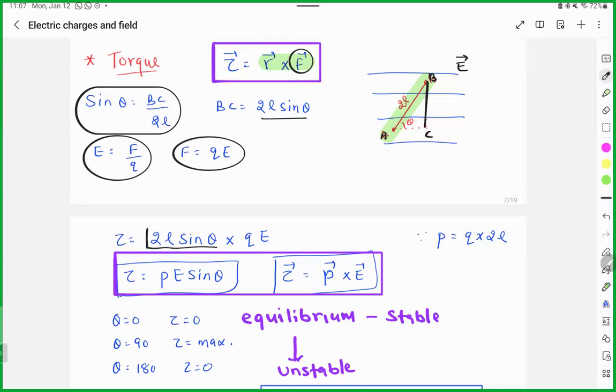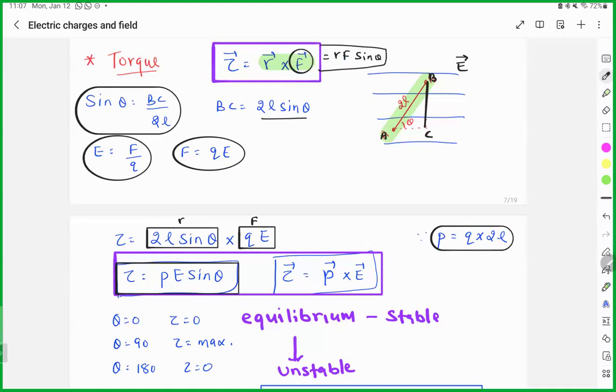Apply the formula. Torque is equal to this is r, this is F, and we said r cross F. Correct. So what is q into 2L? Dipole moment. So torque is equal to pE sine theta. Why sine theta? Because this is also equal to rF sine theta. In case of cross, you have sine theta. In case of dot, you have cos theta. Any doubt, guys?